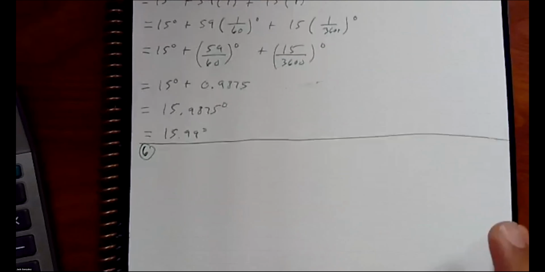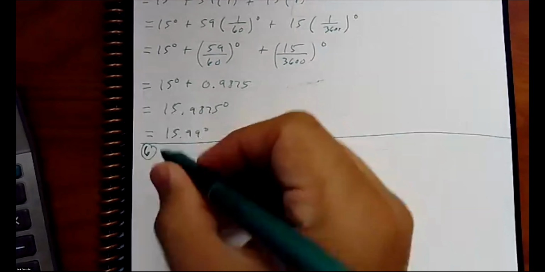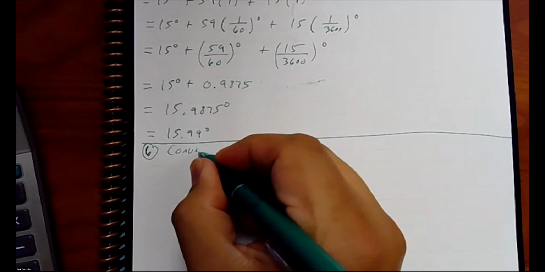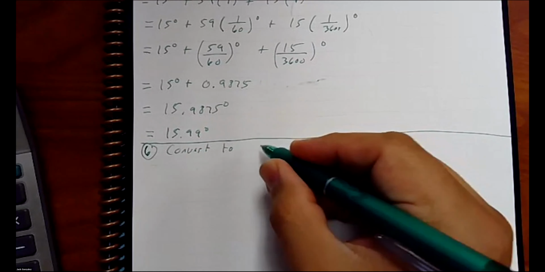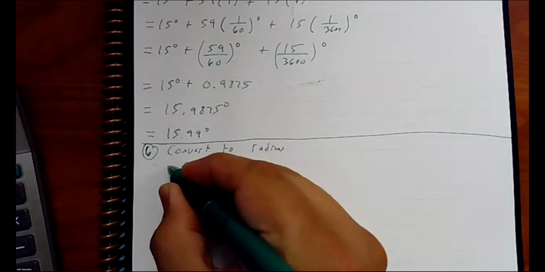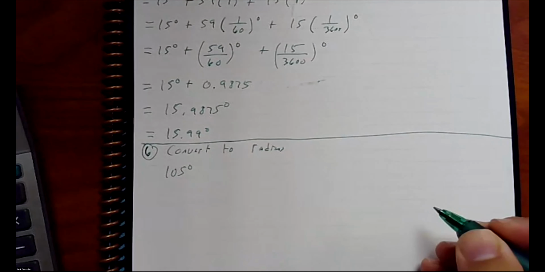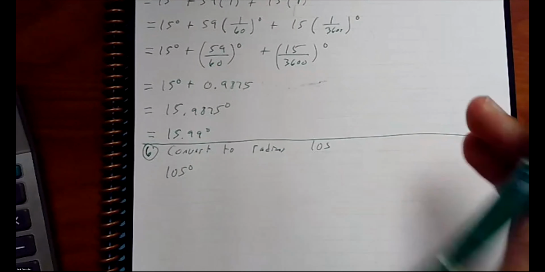All right, let's move on to 6. 6 is actually pretty straightforward. Convert to radians. Remember, I told you that you have to multiply by something specific. So 105 degrees. Let me write that better.